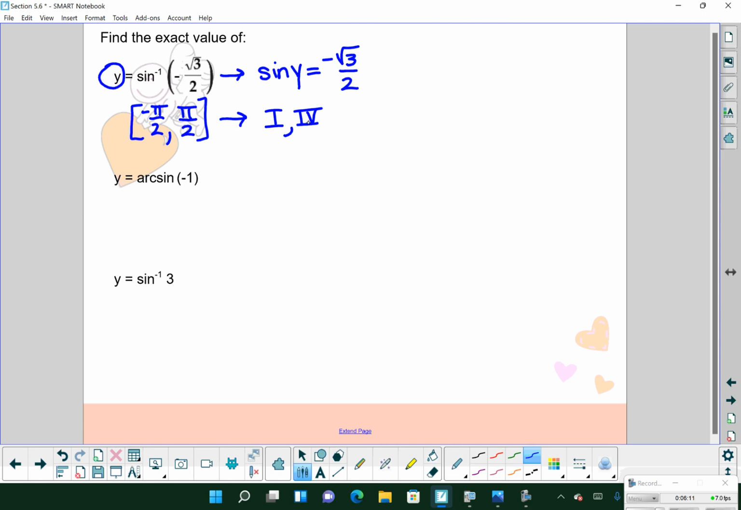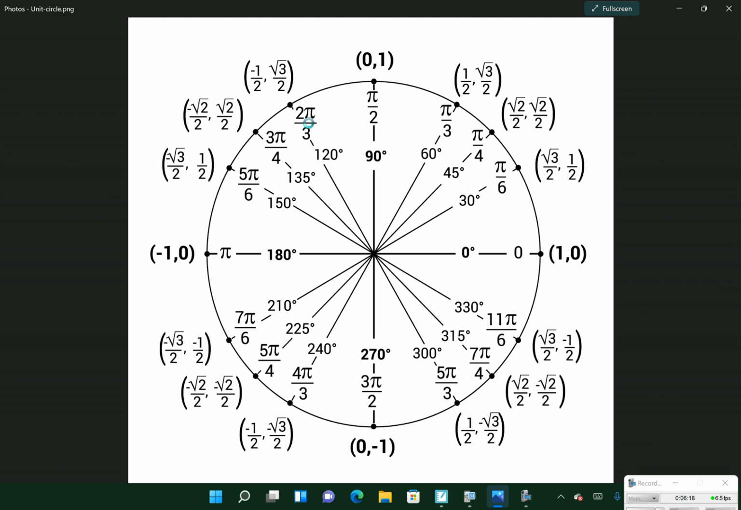So now's where your unit circle comes in handy. Take a look at our unit circle. We're looking for an angle that has a sine of negative root 3 over 2, and we're restricting ourselves only to quadrant 4 and quadrant 1, so we're looking at that right side of the unit circle. Remember, sine is your y values, and my y values are going to be negative in quadrant 4, so now I know what quadrant I'm looking in. And you can see at the bottom of your unit circle there at 300 degrees or 5 pi over 3, we have a sine of negative root 3 over 2. So let's go ahead and write that down.